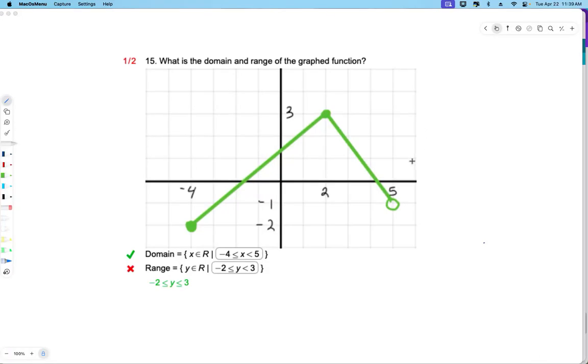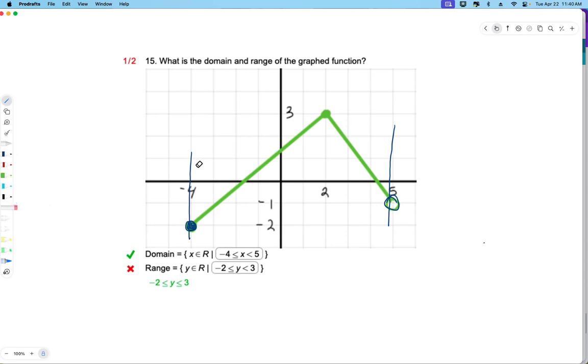All right, so looking at this problem, you got the domain just fine. The problem that I'm seeing, you got the range, but what you're not looking at, I think what you're doing is you're looking at the circles on the end here as they relate to the x-axis. Okay, so the x-axis has a circle that's filled in and it has a circle that is open, which is why you did less than or equal to and then less than.